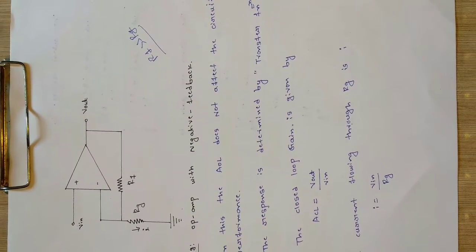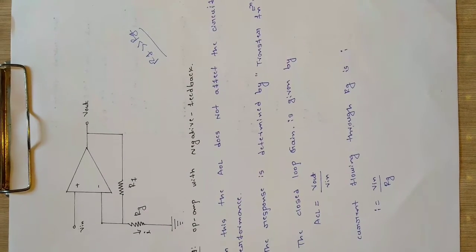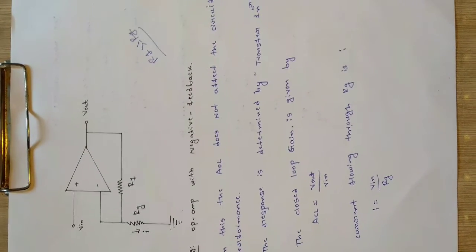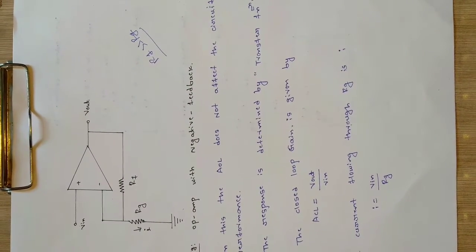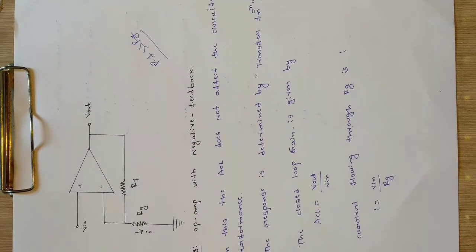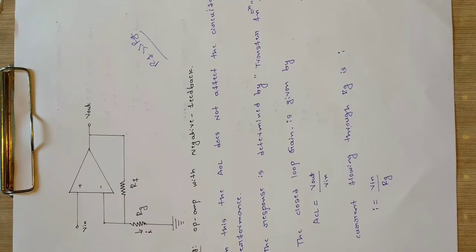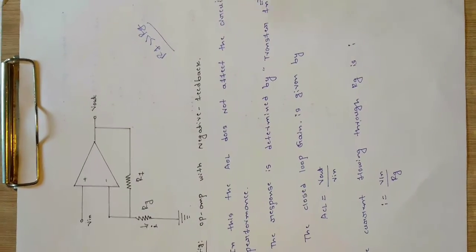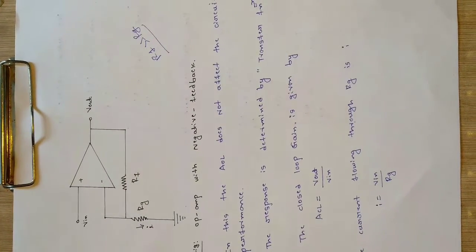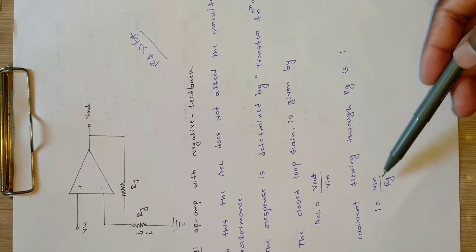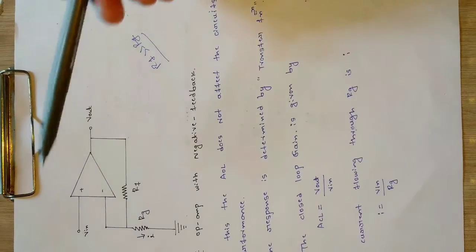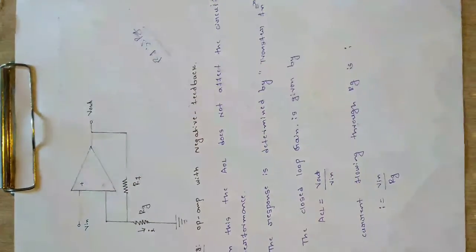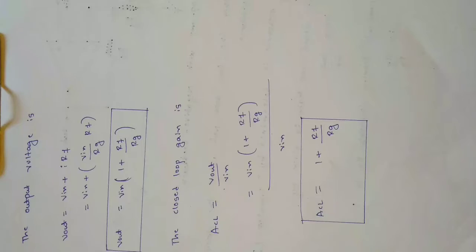So the closed loop gain is given by ACL is equal to V out by V in. So whether it is open loop gain or closed loop gain, that will always be output by input itself. So the current which will be flowing through the resistor RG is given by I equal to V by R. So V is the voltage between these two terminals, and RG the resistance.